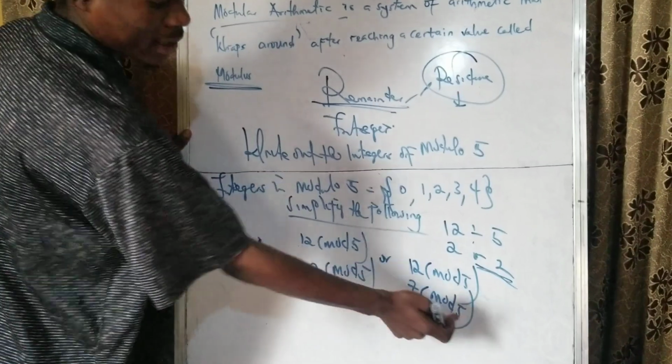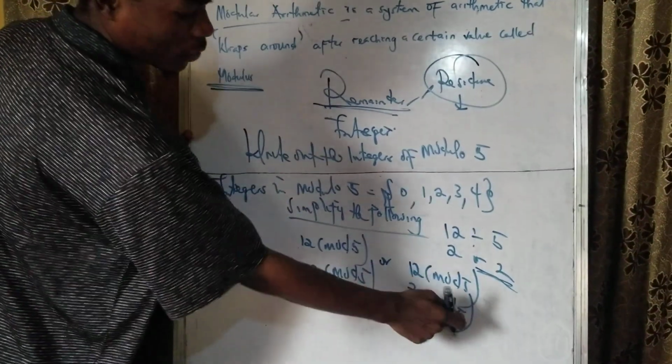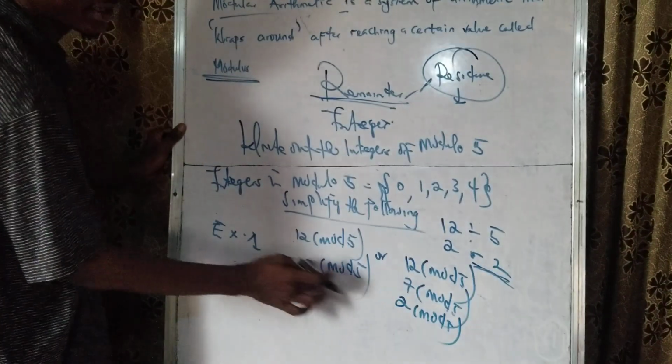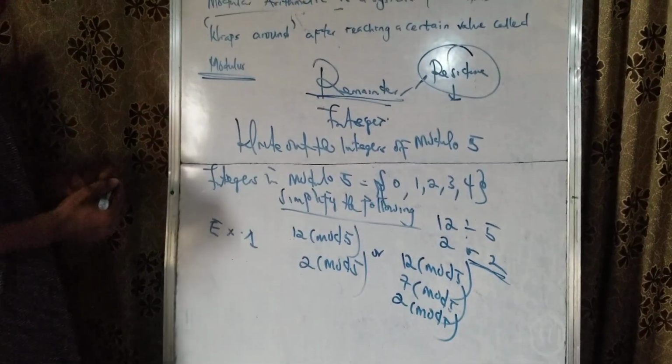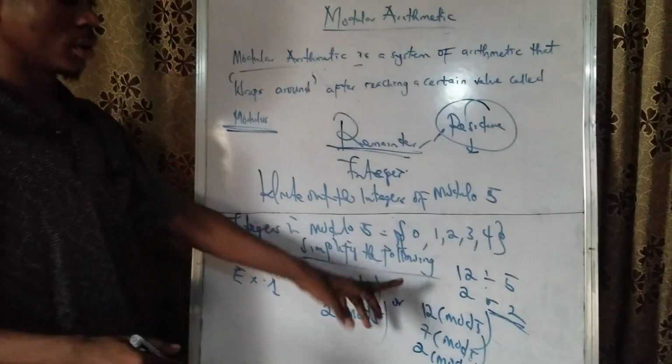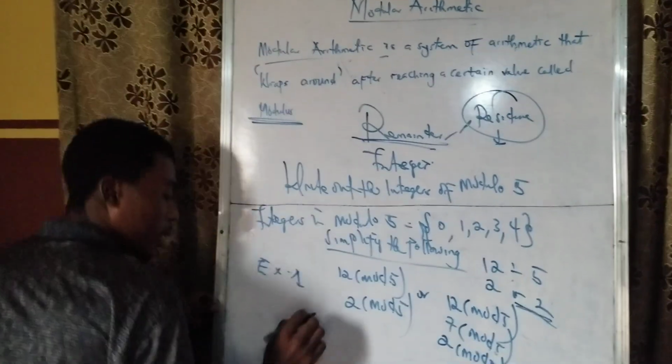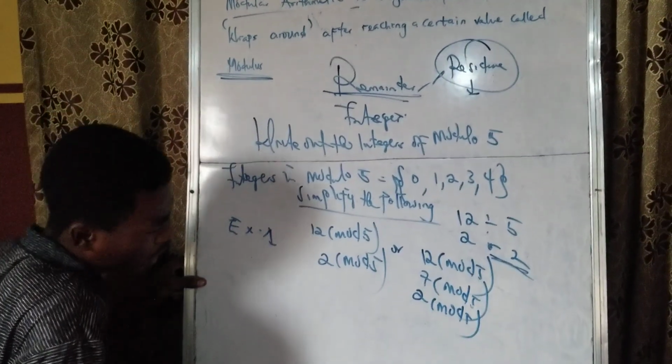7 mod 5. 7 is still greater than 5. So I'll still subtract 7 minus 5. What are we going to have here? That's 2 mod 5. Do we get that? You can see that it correlates with this. So we are just simplifying the following in this particular kind of mode. So if we are to solve another question, let's say we want to solve questions on example 2.